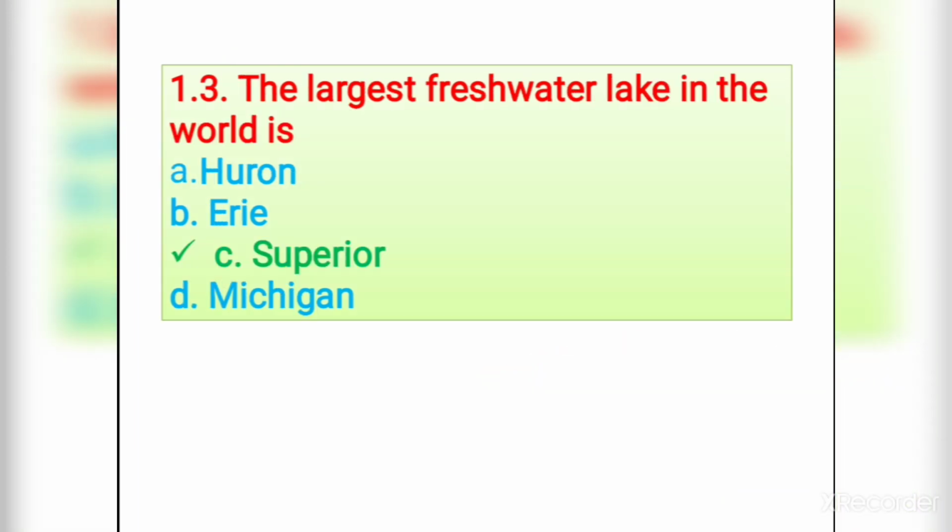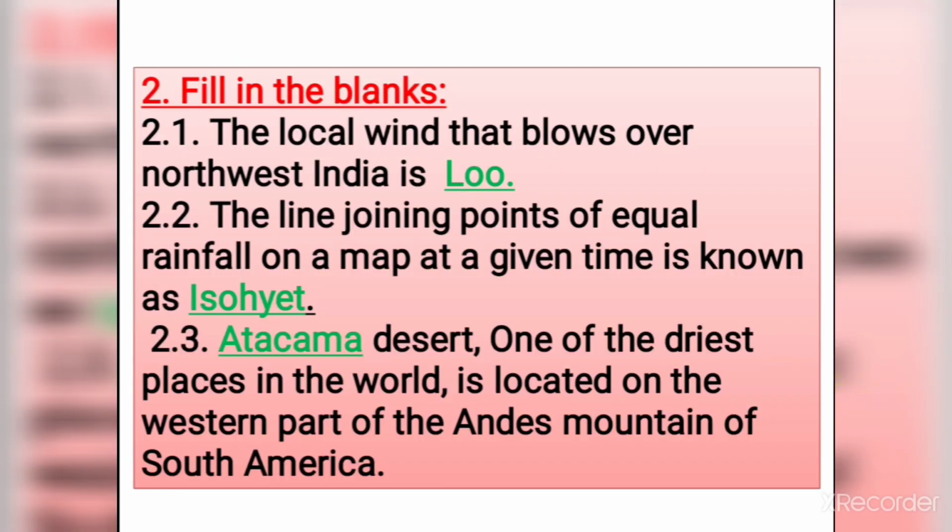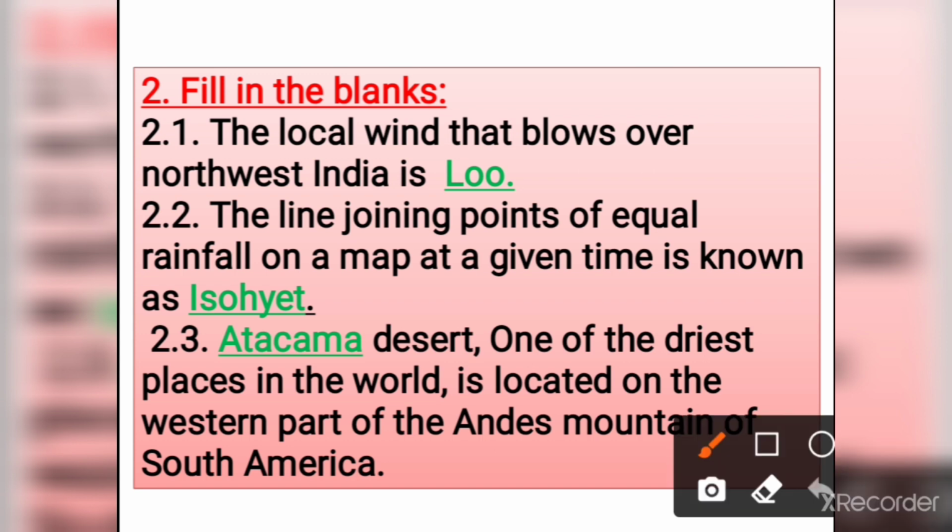Question number 1.3, very easy question. The largest freshwater lake in the world is Huron, Erie, Superior, Michigan. Superior is the largest freshwater lake in the world. Moving to the next section, that is fill in the blanks. Question number 2.1. The local wind that blows over northwest India is Lu. Number 2.2, the line joining points of equal rainfall on a map at a given time is known as isohyet.